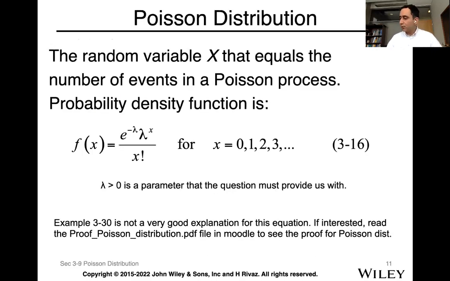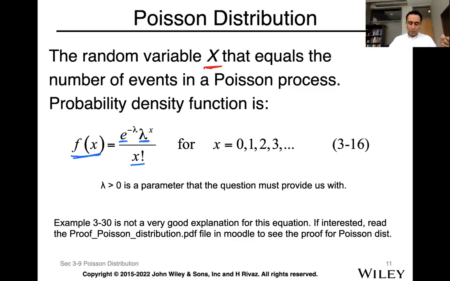So the last distribution that we cover in chapter 3 is the Poisson distribution. Here the random variable X equals the number of events in a Poisson distribution, which is defined by this function, right? So e to the power minus lambda times lambda to the power X divided by X factorial. And lambda is basically the only parameter of the Poisson distribution. So this distribution has only one parameter. If I tell you what lambda is, you can calculate any probability with the Poisson distribution.